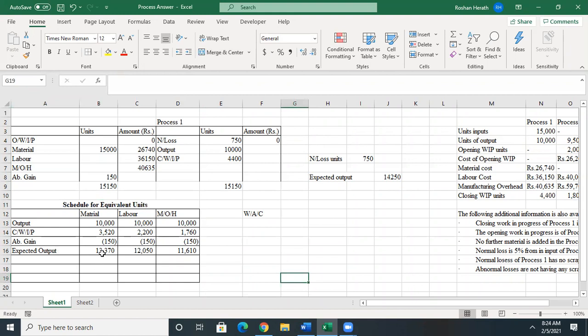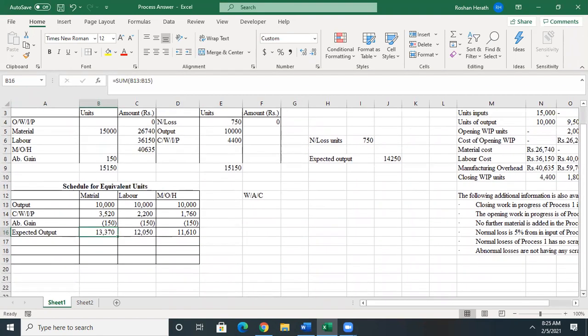Right. Now you have the expected output. Now the things are quite easy. Now you need to take the respective costs: the cost of material, cost of labor, likewise. So you have material 26,470, then labor 36,150, and 40,635. And in this question, it was said that there is no scrap value as well. The normal losses of process one have no scrap value, and abnormal losses are not there anyway.